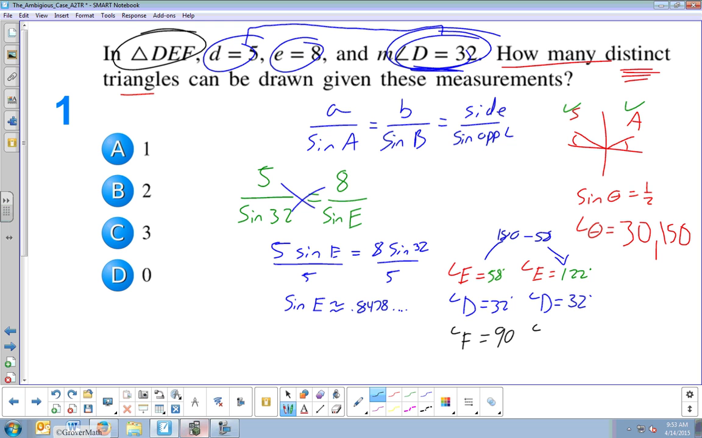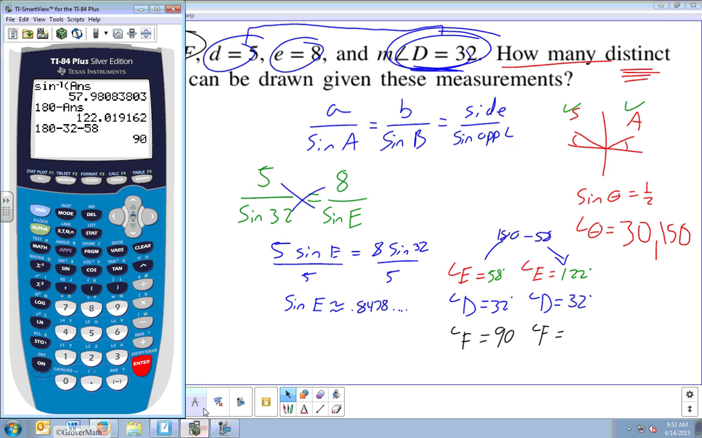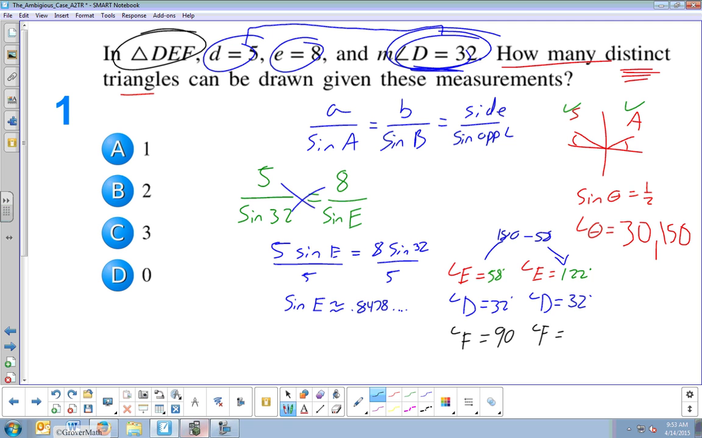And how about scenario 2? What if E is 122 and D is 32? Well, if you do 180 minus 122 and minus 32, we get that it is 26 degrees. And so what we see here is we end up with 2 plausible triangles. This could be triangle DEF, or this could be triangle DEF. So how many distinct triangles can be drawn? The answer is 2. They both work.